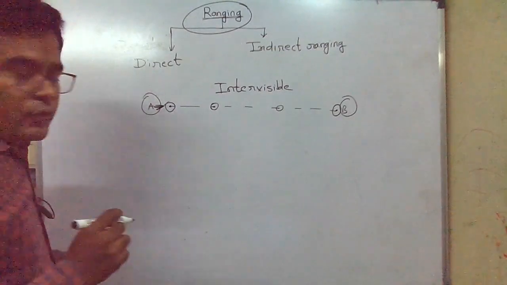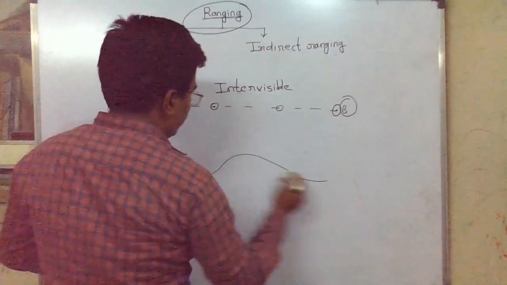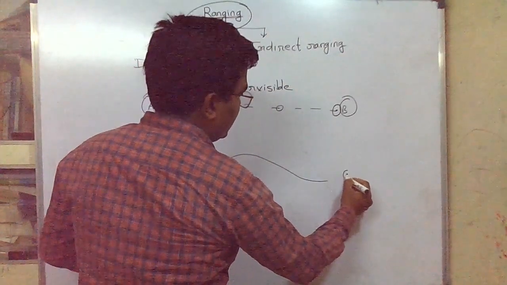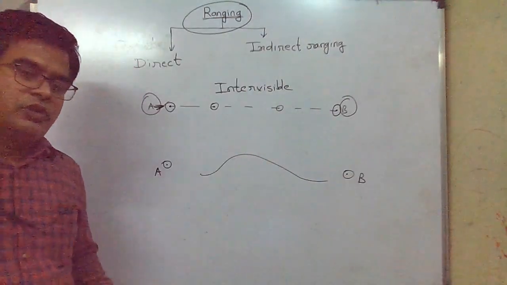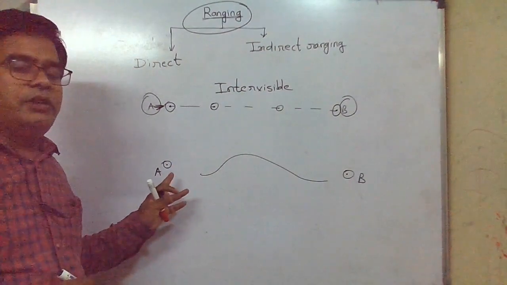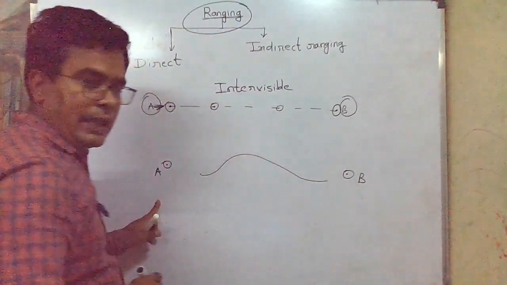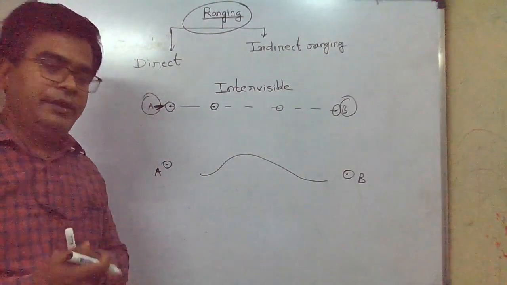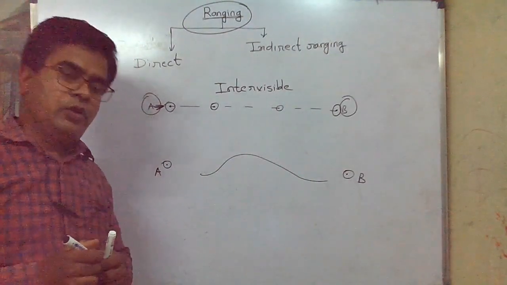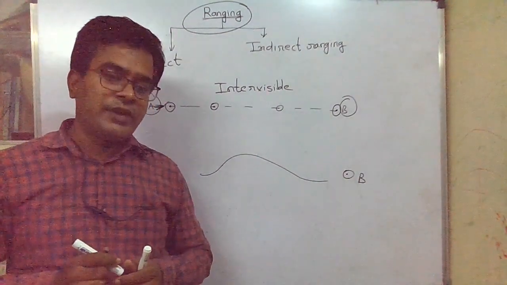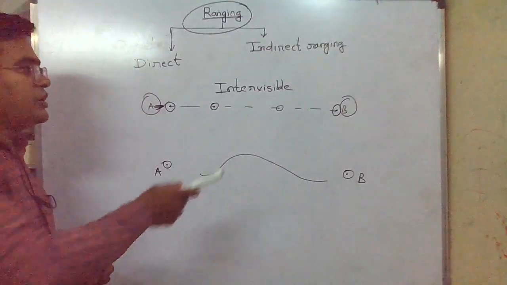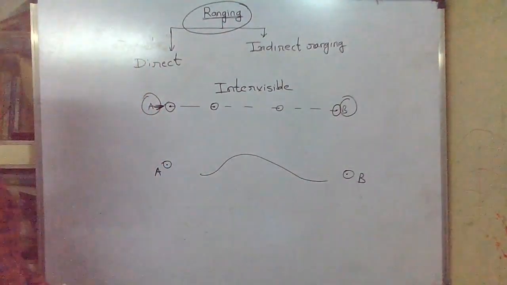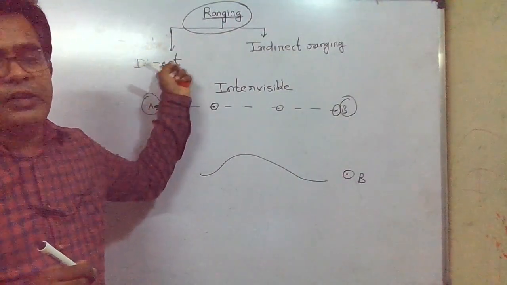Now what is indirect ranging? Suppose there is some elevated ground between these two rods, this is station A and this is station B. Suppose there is rising ground in between, so that we cannot see the ranging rod at B from A or the ranging rod at A from B. That is, these two rods are not intervisible. Then we have to establish the intermediate point in a straight line by indirect ranging. For direct ranging, the two points are intervisible, and in indirect ranging, stations A and B are not intervisible. We will see the process of direct ranging and indirect ranging one by one.